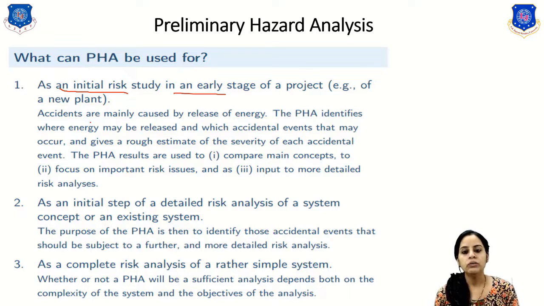The second use is as an initial step of the detailed risk analysis of a system concept or existing system. The purpose of the preliminary hazard analysis is then to identify those accidental events that should be subject to further and more detailed risk analysis. The third use is as a complete risk analysis of a rather simple system. Whether or not a PHA will be a sufficient analysis depends both on the complexity of the system and the objective of the analysis.